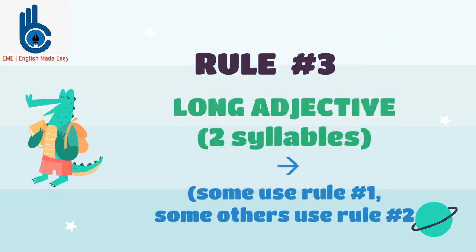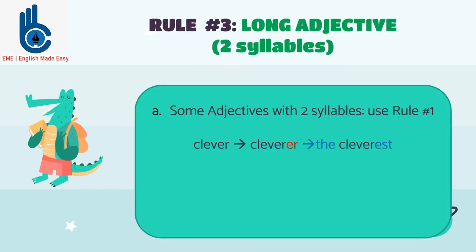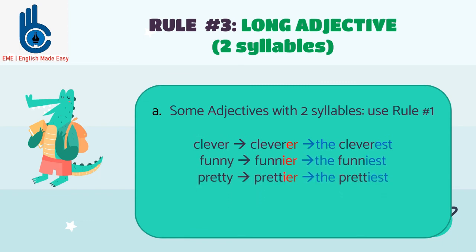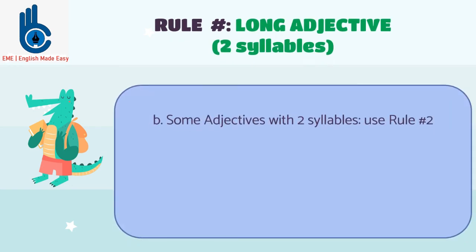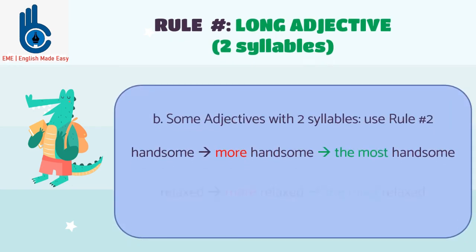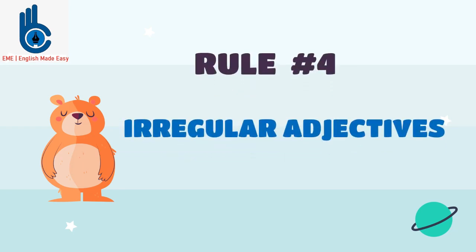Rule number 3. For long adjective with 2 syllables, it is almost the same as the comparative. Some adjectives use rule number 1 and some others use rule number 2. For example, clever becomes the cleverest, funny becomes the funniest, pretty becomes the prettiest, easy becomes the easiest. Some other adjectives use rule number 2. For example, handsome becomes the most handsome, relaxed becomes the most relaxed. Now we move to rule number 4 for irregular adjectives.